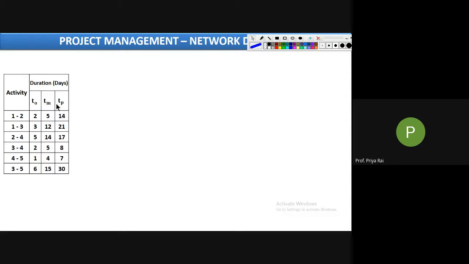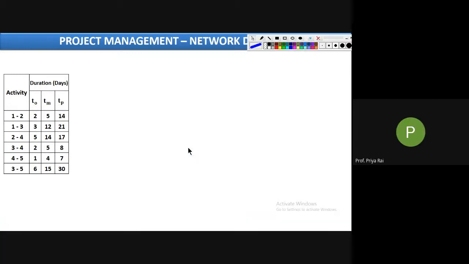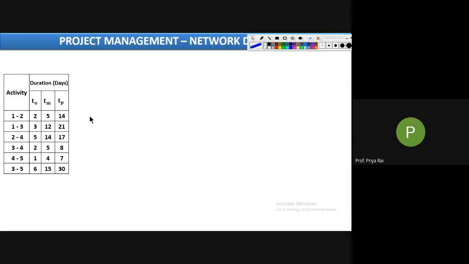So our first step is what? To calculate Tij, that is the average or expected time of each activity. So from 1 to 2, this is also an activity. Instead of A, B, C, D, they have given event to event, node to node, that is 1 to 2, 1 to 3, like that. So first we will calculate Tij.